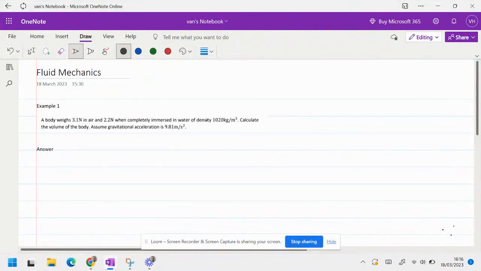In today's lesson, I'll show you how to find out the volume of a body after the body is completely immersed into water. So if we go through example number 1: a body weighs 3.1 Newton in air and 2.2 Newton when completely immersed into water. The density is given as 1020 kilogram per meter cube, and we want to find the volume.